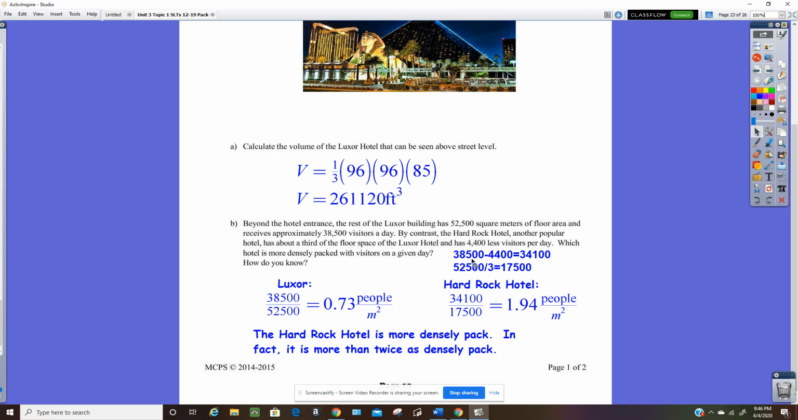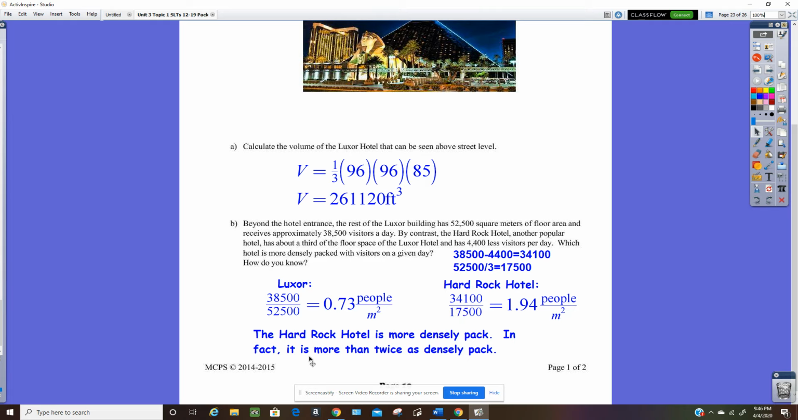So in order to find the population density in the Hard Rock Hotel, you take 38,500 visitors minus 4,400 fewer, so you get 34,100. And then take the floor space and divide it by 3, which is 17,500. So you take the people, 34,100, divided by the floor space, 17,500 square meters, and you get 1.94 people per square meter. So Hard Rock Hotel is more densely packed.